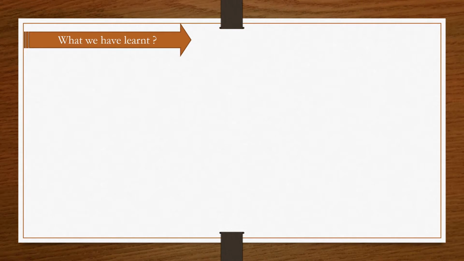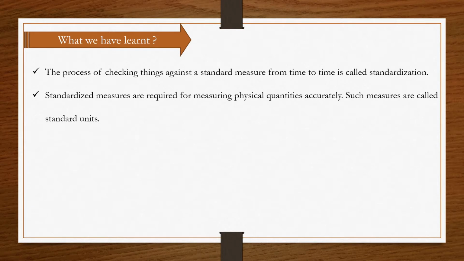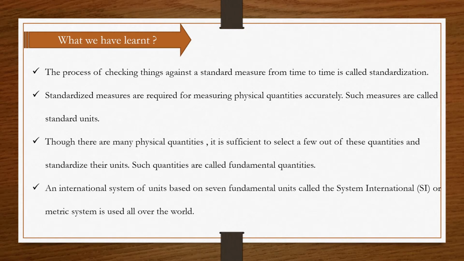Then we also learned that the process of checking things against a standard measure from time to time is called standardization, and standardized measures are required for measuring physical quantities accurately. Such measures are called standard units. Though there are many physical quantities, it is sufficient to select a few of these quantities and standardize their units. Such quantities are called fundamental quantities. An international system of units based on 7 fundamental units, called the System International, that is SI, or metric system, is used all over the world.